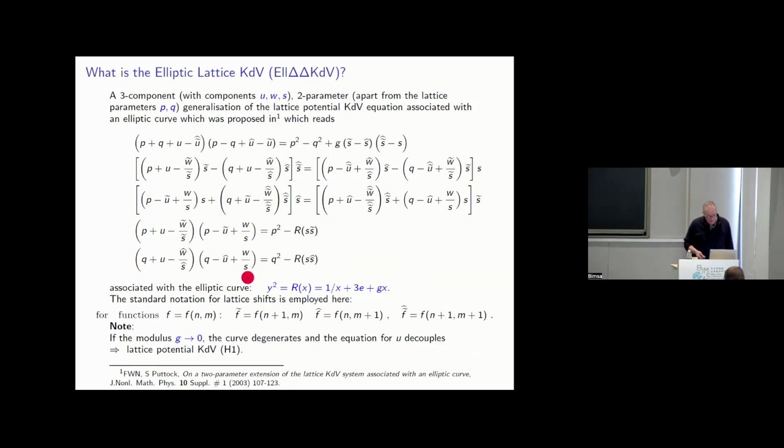And what I want to point out here is that G and E are related to the moduli of the elliptic curve. In fact, E is a branch point, and G is the product of the differences of 2 branch points. So if G goes to 0, then the curve degenerates. And in that case, we see that the first equation, this term here, will decouple from the rest of it, and we are only left with an equation in terms of little u. And that is a well-known equation in the well-known ABS list of quadrilateral lattice equations. So actually, it is the very first equation in that list.